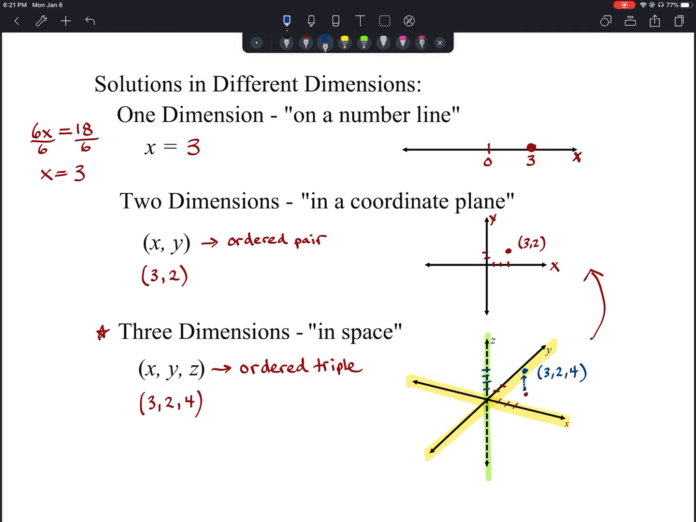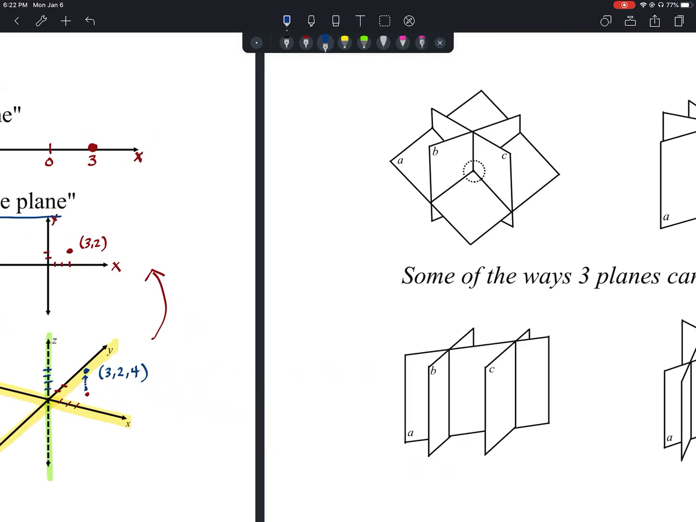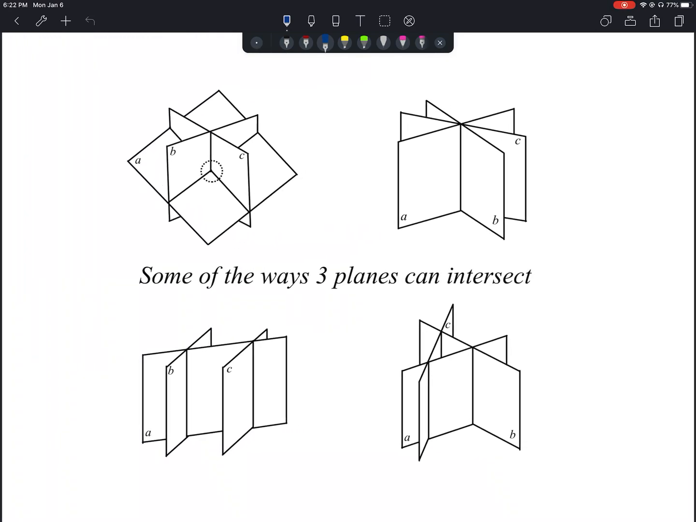All right, so when we come out of the traditional coordinate plane, right, and we go into space, when we're talking about space, we're talking about an infinite number of sets of planes that are intersecting. So in our lessons today, when we're solving our systems, we're going to be looking for the intersection points between planes. And what I have for you here is just a diagram illustrating different ways that 3 planes can intersect.